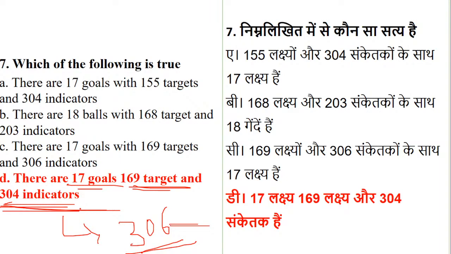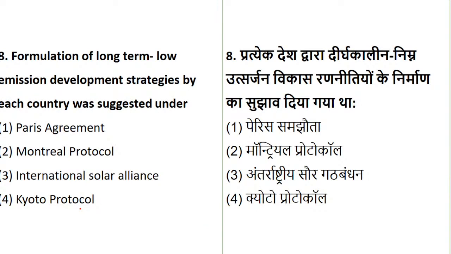Now, formulation of long-term low emission development strategies by each country. We did this question yesterday, not the exact same question, but a related topic. I'll repeat again. We are talking about formulation of long-term low emission development strategies, which was suggested by every country under what? Whether it is the Paris Agreement, Montreal Protocol, International Solar Alliance, or Kyoto Protocol. It comes under what?